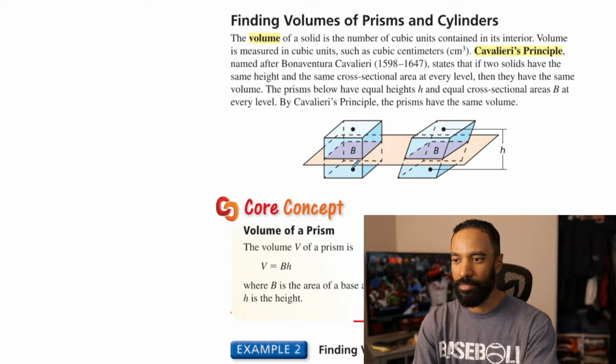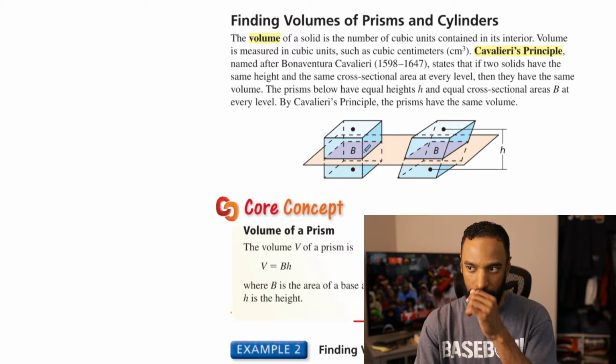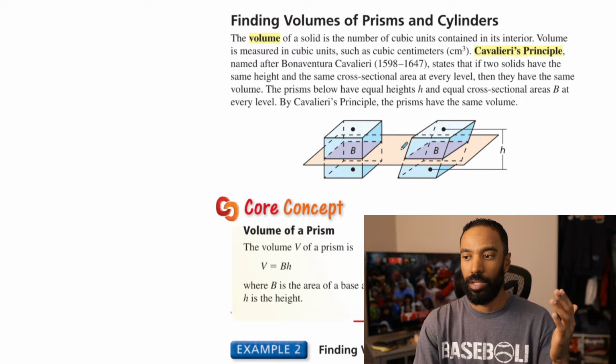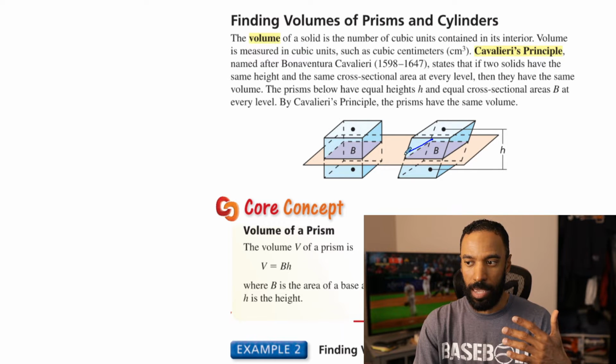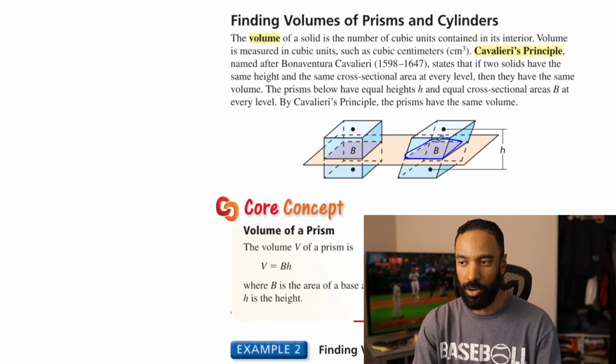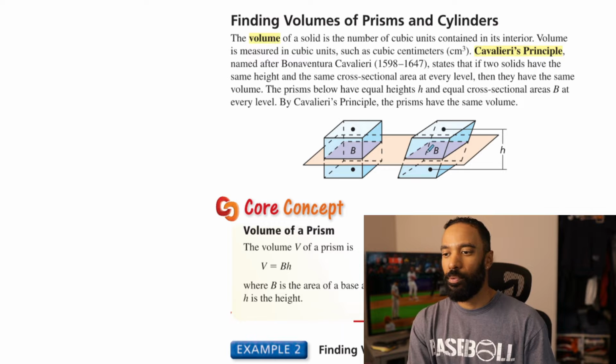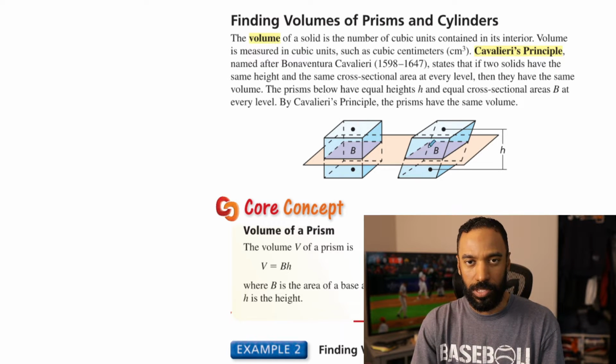But as long as they have the same base area and the same height, as we get into volume, the cross-section being the same, because this cross-section is the same square base area with that same height, then they will occupy the same amount of space. They have the same volume.